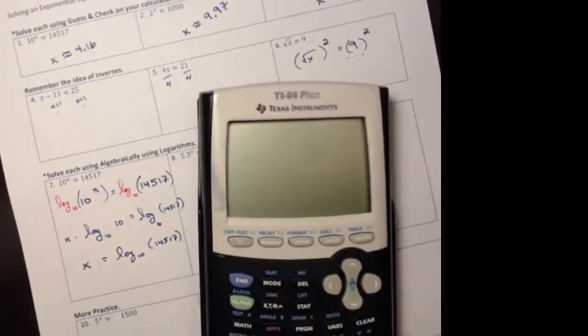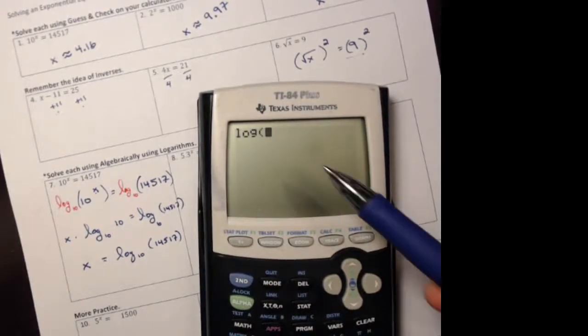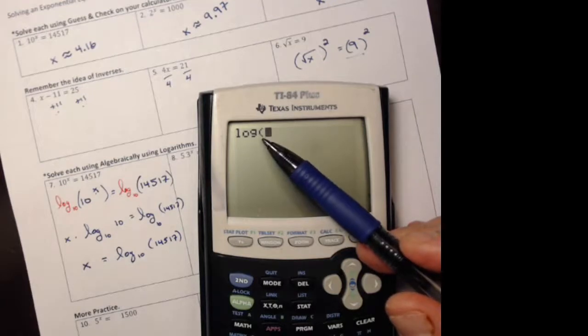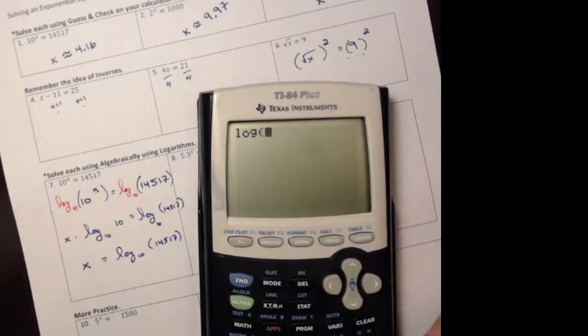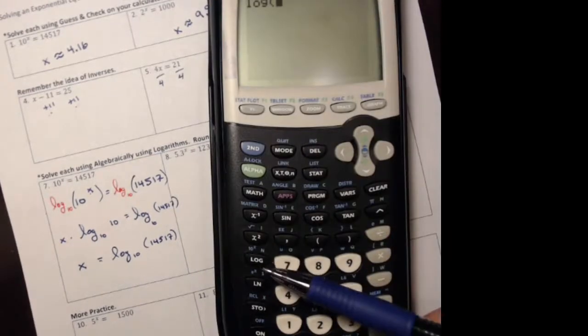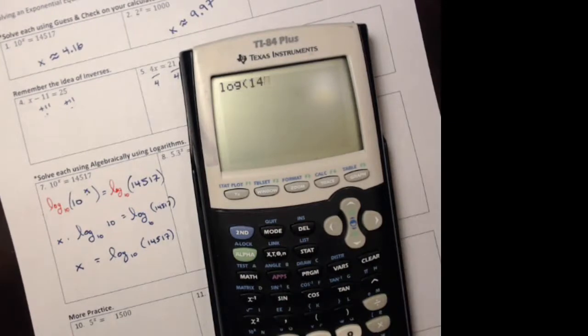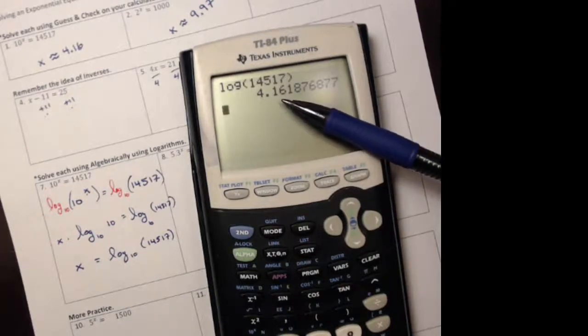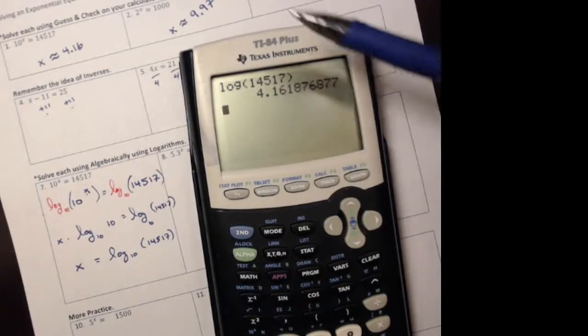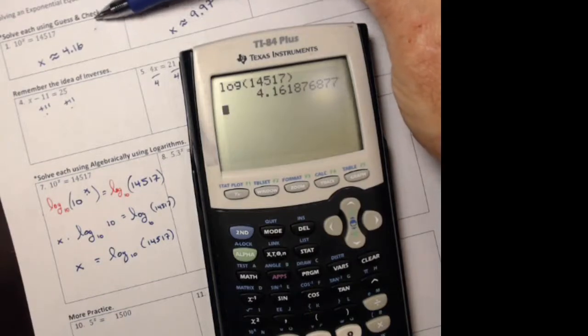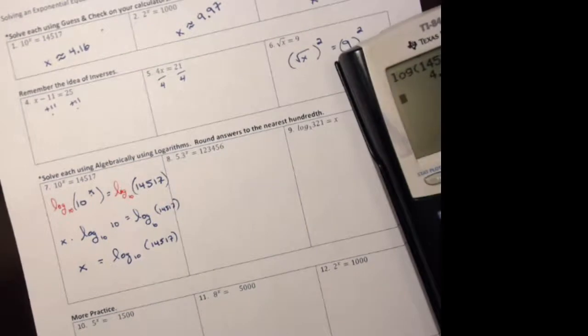14,517. So here's our calculator. I'm just going to take log base 10. Notice your calculator doesn't show the base there, but we just have to know that it is base 10 when you use that button, when you use this button on your calculator. Okay, so this is the log base 10 of 14,517. And look at what the result is, and we'll round to 2 decimal places. 4.16, just like we got up here when we guessed it and checked. Okay, 4.16. So x is approximately 4.16.